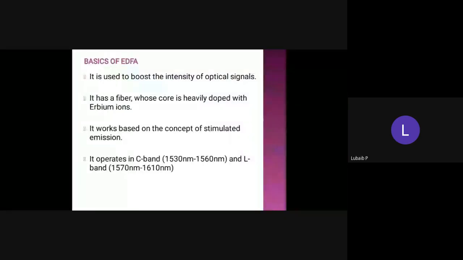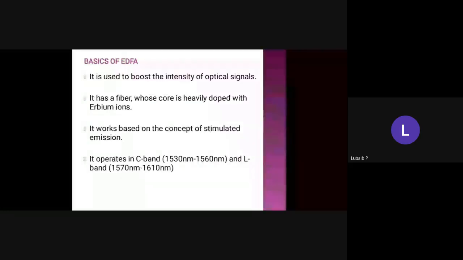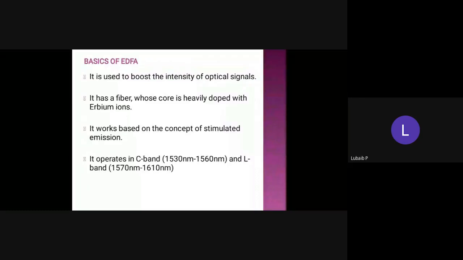Next, we are going to the basics of the EDFA. The erbium doped fiber amplifier is used to boost the intensity of optical signals, and it has a fiber whose core is heavily doped with erbium ions. That's why it is named erbium doped fiber amplifier. It works based on the concept of stimulated emission, as I mentioned earlier. All of you are familiar with the concept of stimulated emission and population inversion from the laser working principle also.